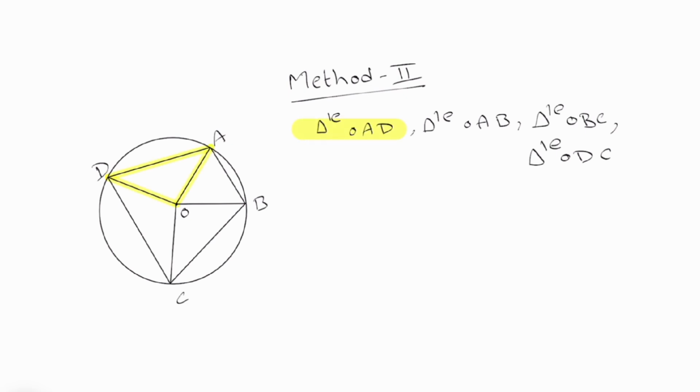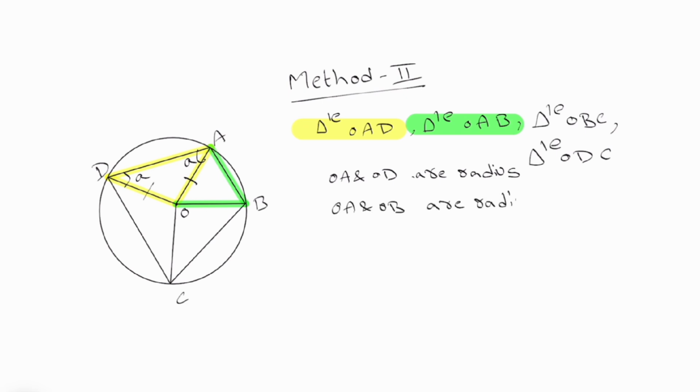In triangle OAD, OA and OD are radii of the circle. As OA and OD are equal, OAD is an isosceles triangle. In an isosceles triangle, angles opposite to the equal sides are equal. So if I name this angle as A, this angle is also equal to A. Now go to the second triangle OAB. In this triangle also, OA and OB are radii of the circle, so it is also an isosceles triangle. As we already discussed, in an isosceles triangle, the angles opposite to the equal sides are equal. If the angle at B is B, then the angle at A will also become B.